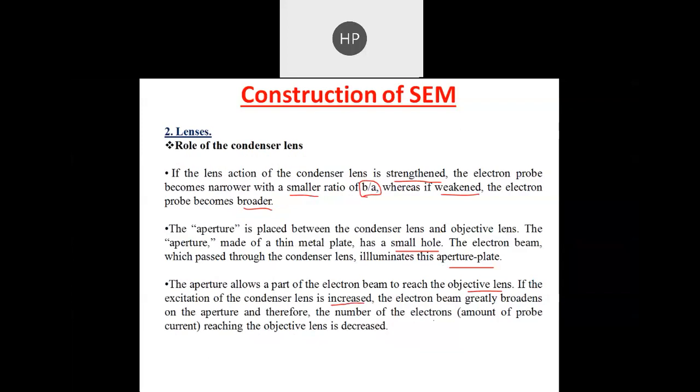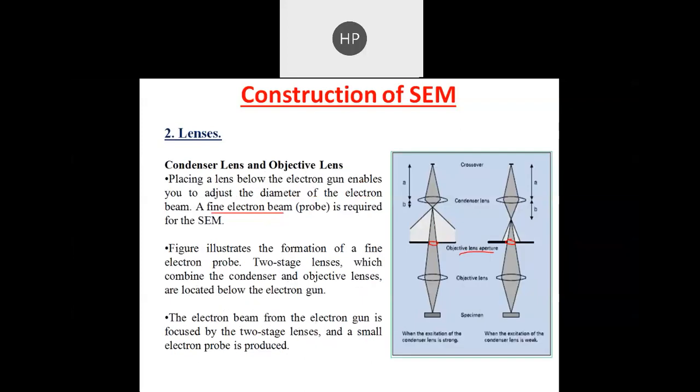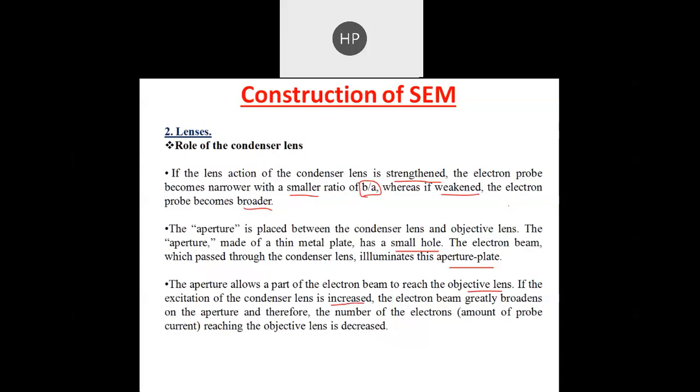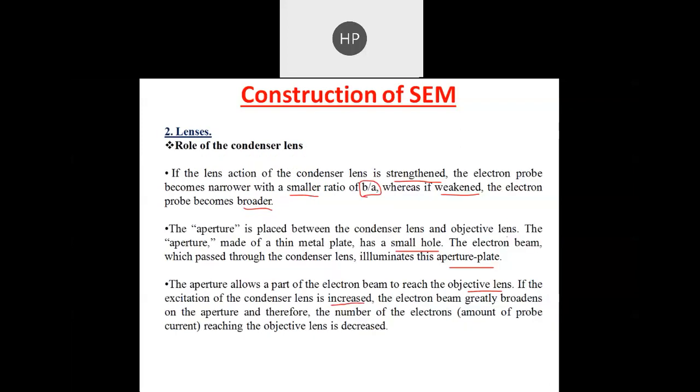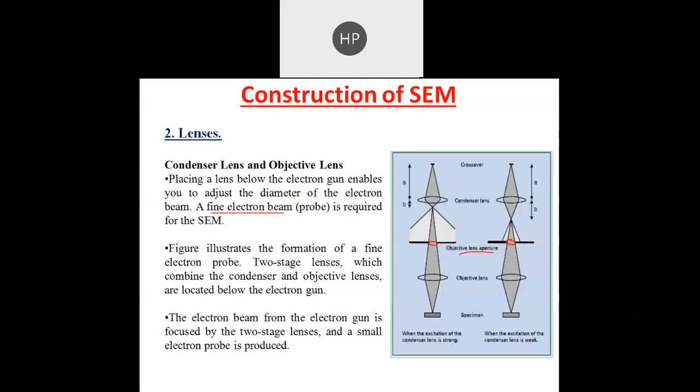Therefore, the number of electrons reaching the objective lens is decreased, and that's why the number of electrons passing through this gap is decreased. While here the excitation of the condenser lens is not as high in this case, so the number of electrons passing through that aperture and reaching the objective lens is high as compared to this one. So this is how this B to A ratio works.